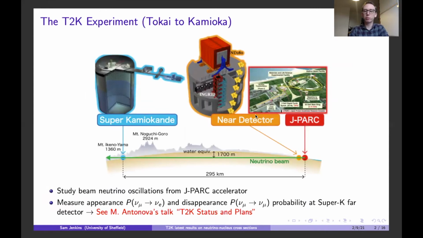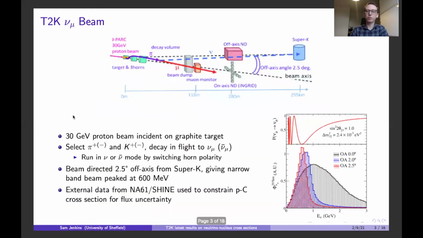So the T2K experiment is a long baseline neutrino oscillation experiment, which is based in Japan, and works by taking a beam of muon neutrinos and sending it 295 kilometers across the country to the Super Kamiokande far detector, at which point we search for oscillations within the beam. If you'd like to hear more about the oscillation experiment and the recent results from this, then please see Maria Antonova's talk on T2K status and plans.